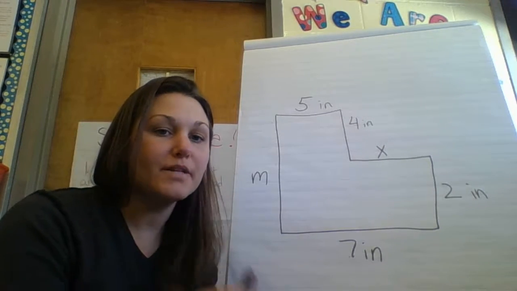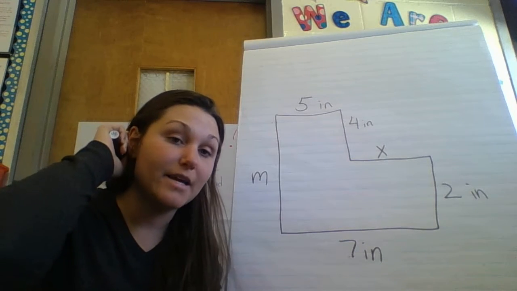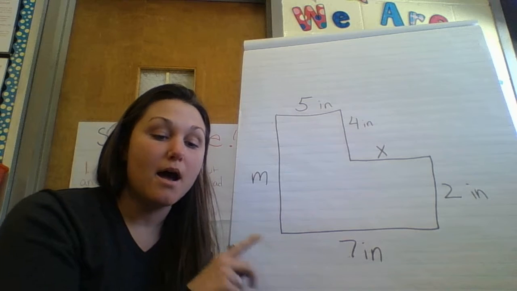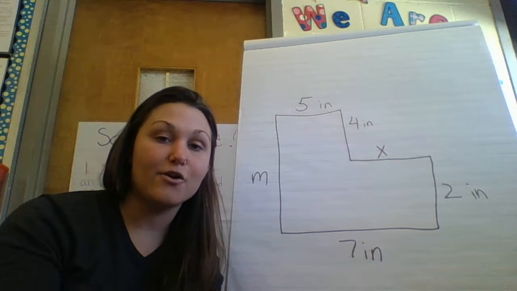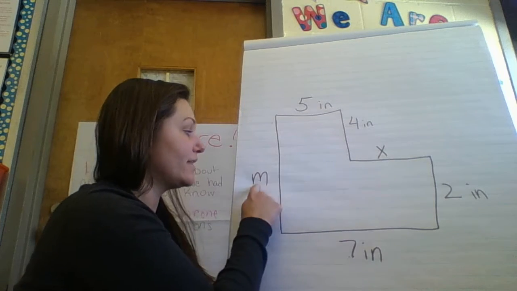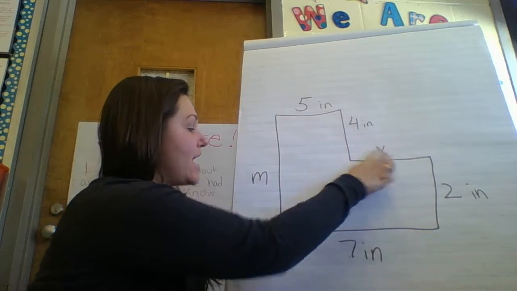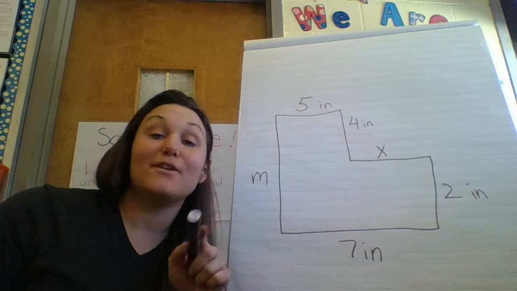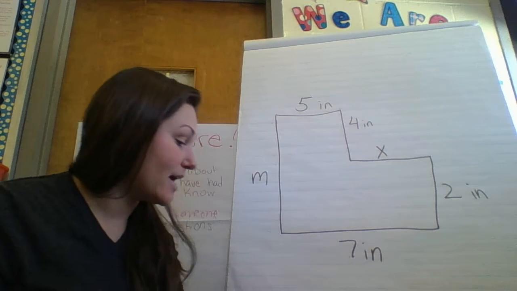Gertie here. This is video number 2 on how to find the area of complex shapes. This one's going to be a little bit different because I'm going to talk about how you find missing side lengths that aren't there. So I have 2 missing side lengths here, X and M. So let's take a moment to figure out how you find those missing side lengths.